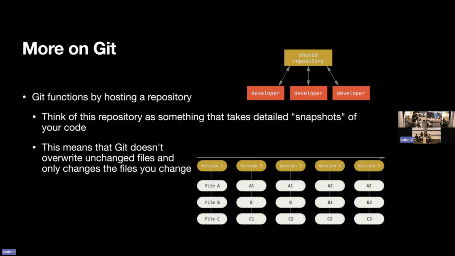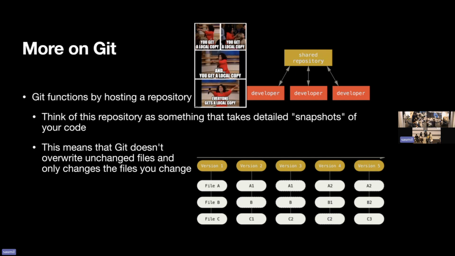So more on Git. Git functions by hosting something called a repository. As you can see up there, think of this repository as something that takes snapshots of your code. It doesn't upload your code every single time. It just takes a snapshot, then uploads the changes. That basically means that Git doesn't overwrite unchanged files. It only changes the file that you change. Like that picture says, if in the first commit you only change one file, then only that file gets changed, and so on. So Git functions by giving your repository to people who want to collaborate.